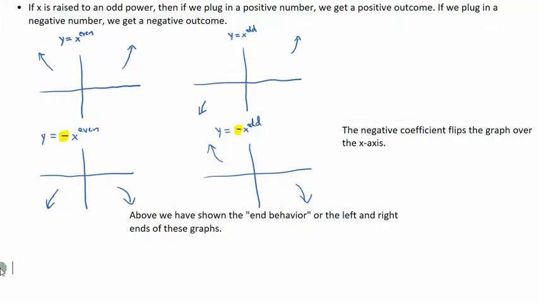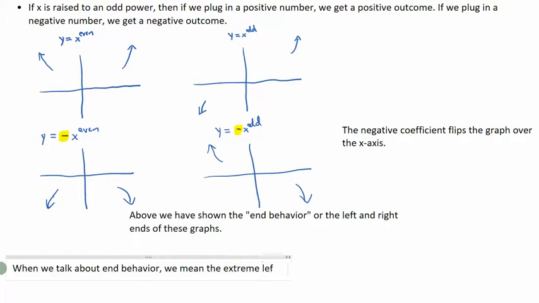When we talk about end behavior, we mean the extreme left and the extreme right sides of our graph. Okay?